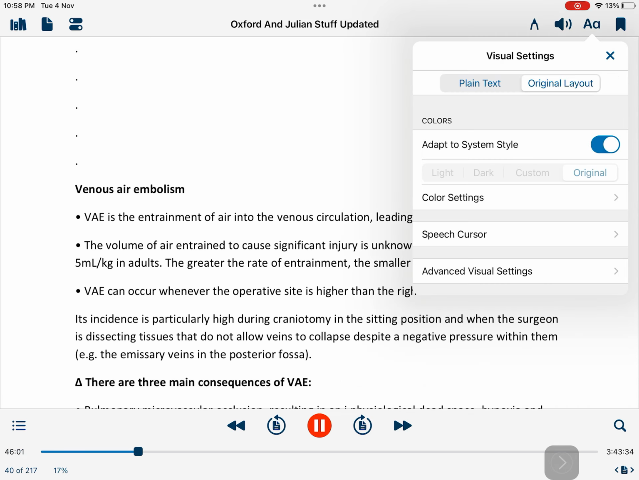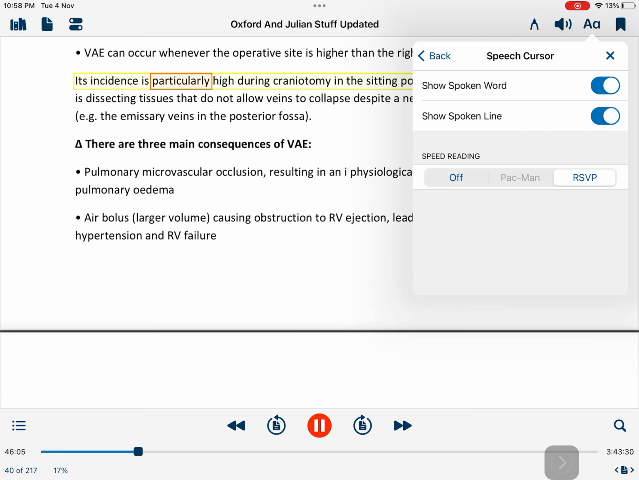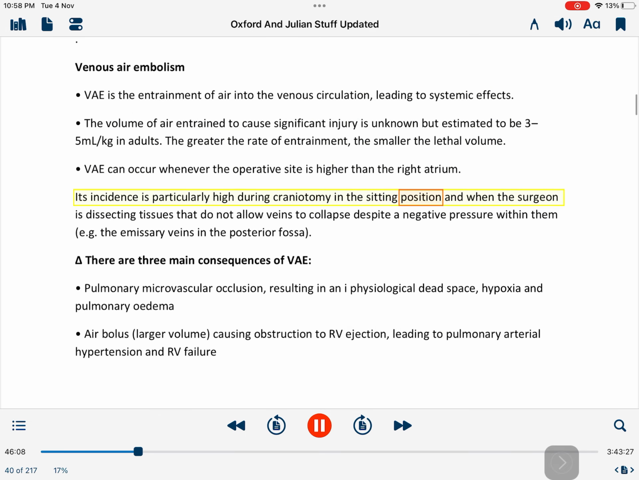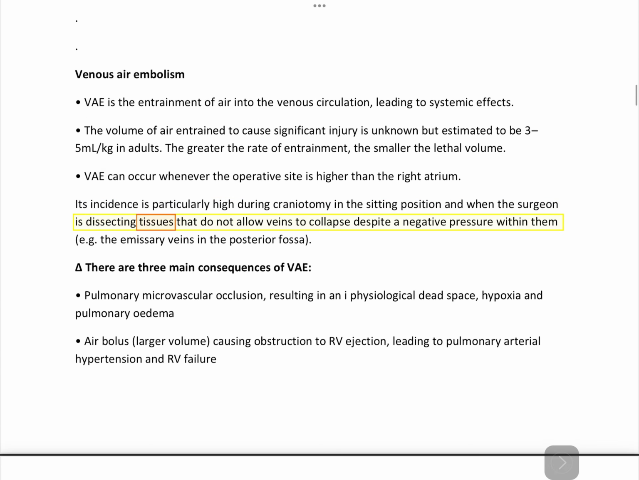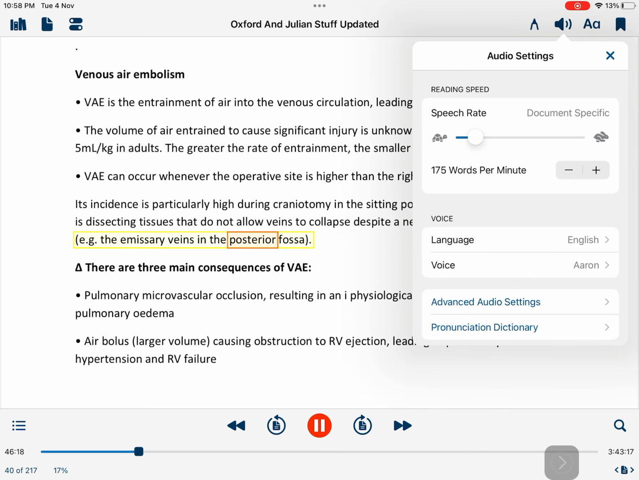VAE can occur whenever the operative site is higher than the right atrium. Its incidence is particularly high during craniotomy in the sitting position and when the surgeon is dissecting tissues that do not allow veins to collapse despite a negative pressure within them, e.g., the emissary veins in the posterior fossa.